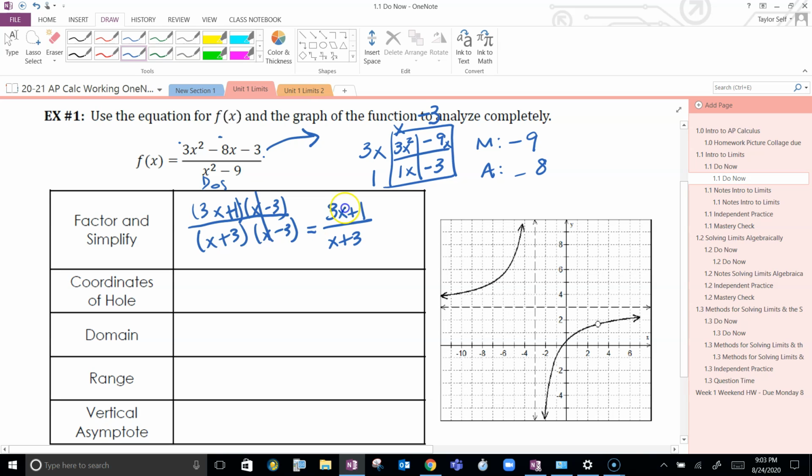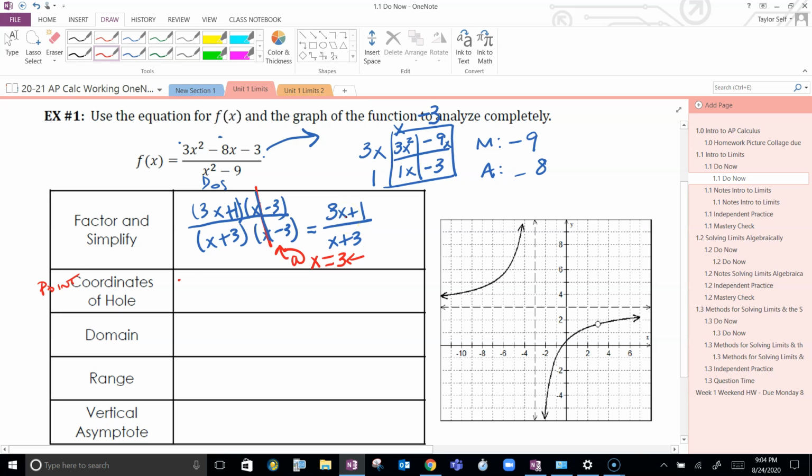Now let's talk about the hole. If y'all recall from pre-calc, a hole happens where you cross out common factors. So the hole happens at x equals 3. That's where that hole happens, because we have to switch the sign. So the hole happens at x equals 3, but we need to find the coordinates. The coordinates are the point. So that means we need to plug in x equals 3 into our simplified form.